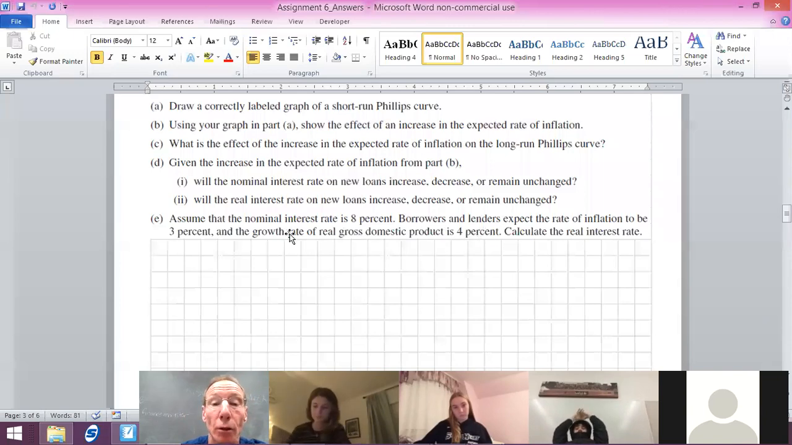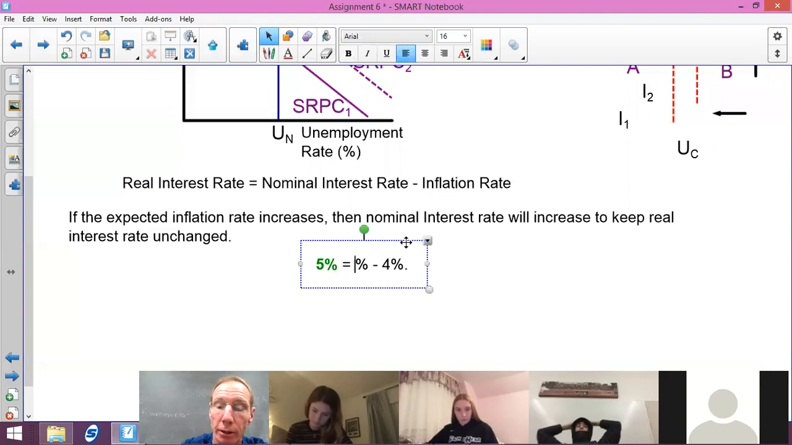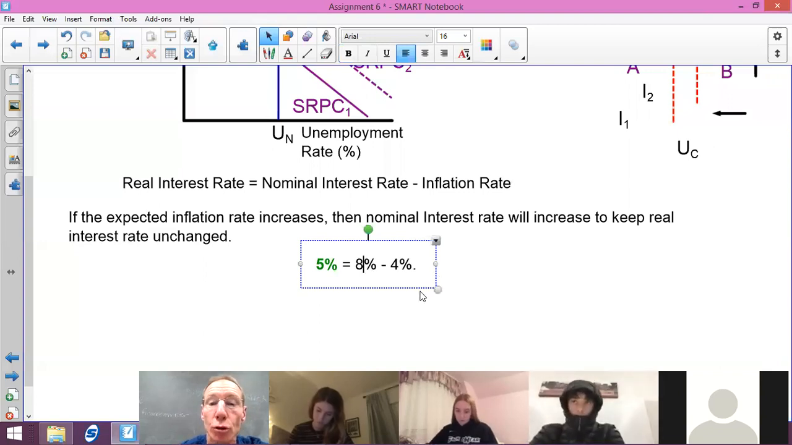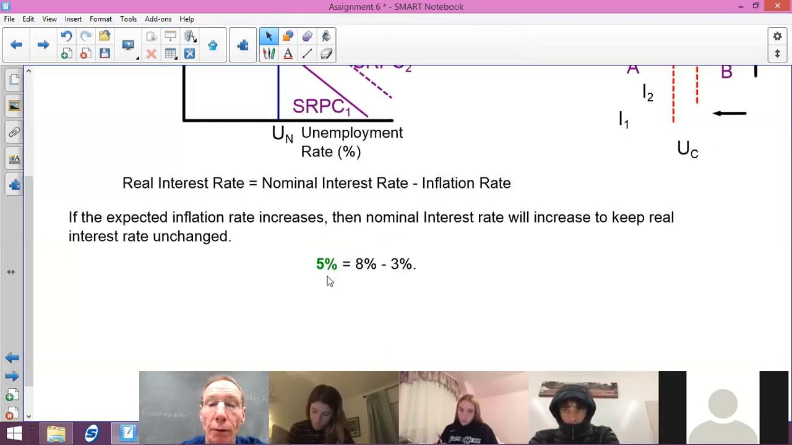This doesn't matter, okay? The variables that matter are the nominal interest rate, which is 8%, and the rate of inflation, which is 3%. And then we can calculate the real interest rate, which I already had right here. This was 8, and this was 3. And so our real interest rate is going to be 5. So that is a good lesson.